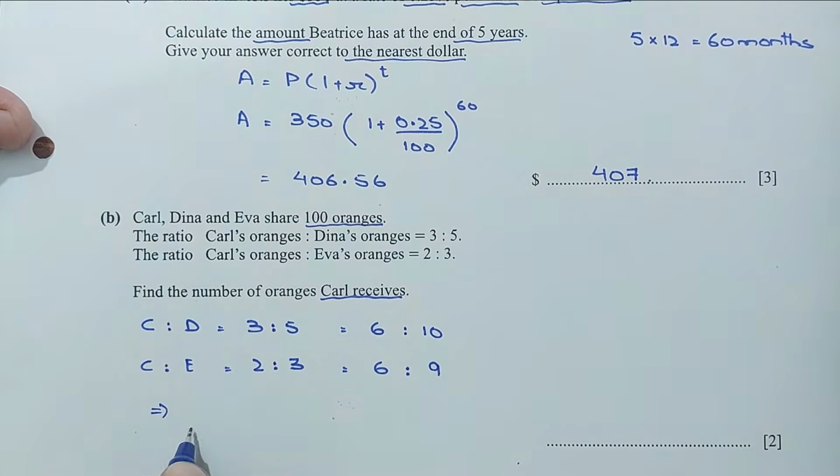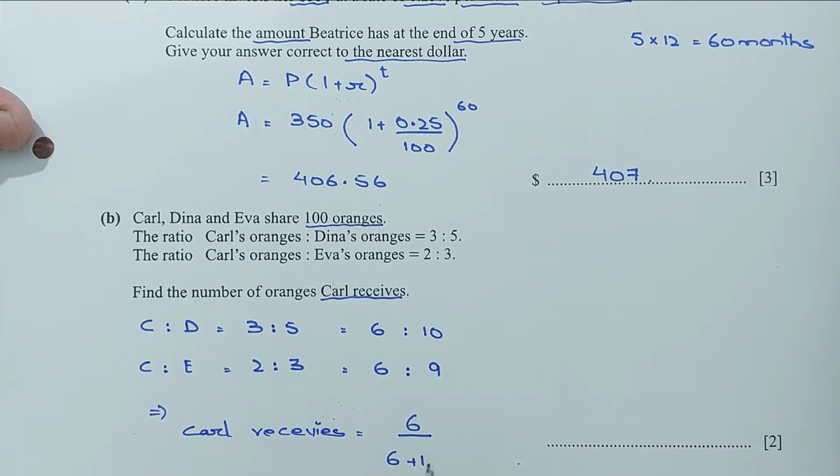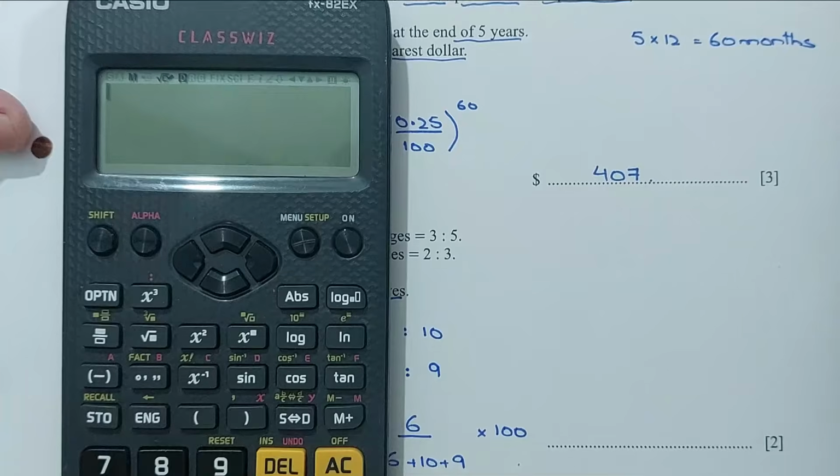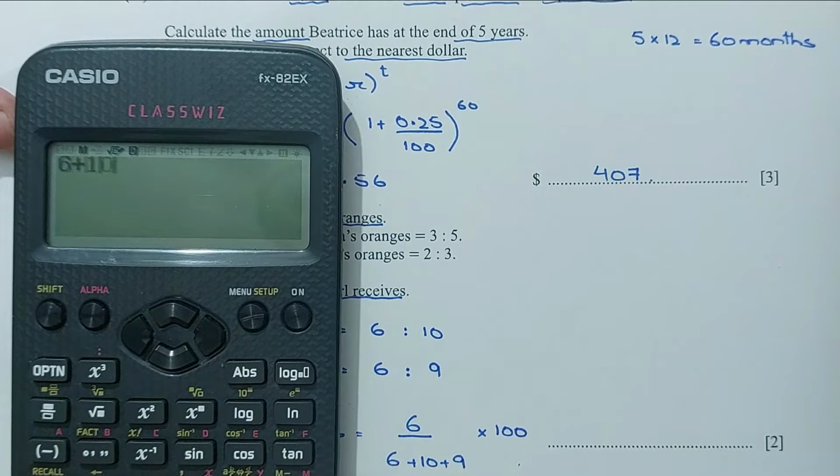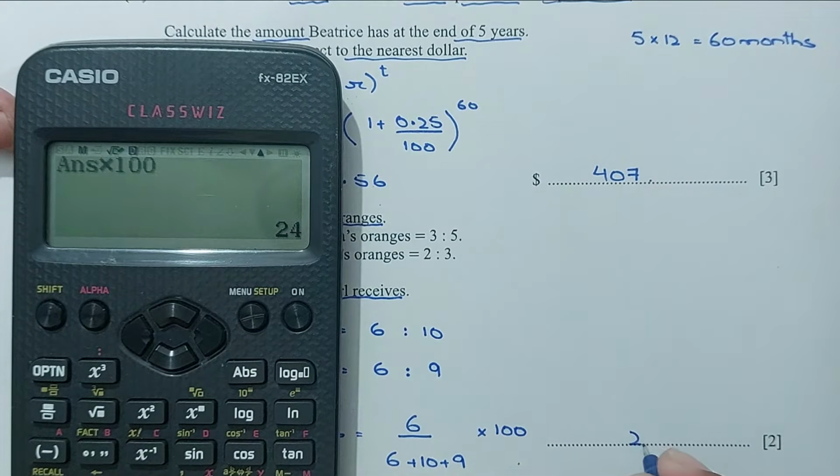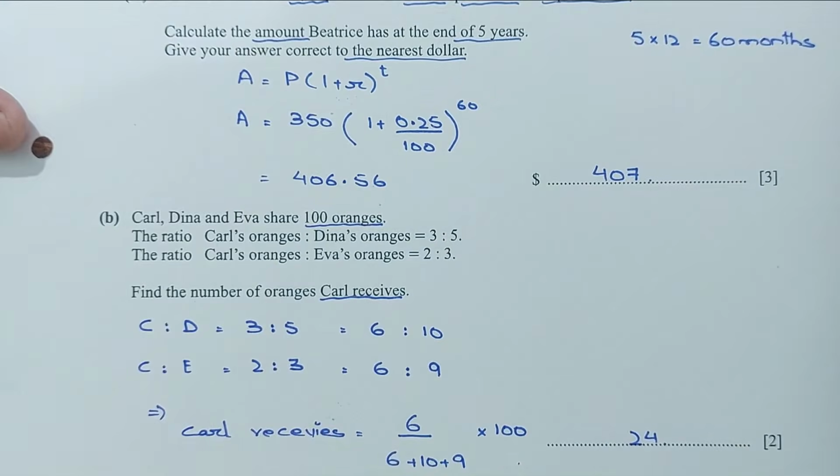So the number of oranges Carl receives is 6 out of the total, which is 6 plus 10 plus 9, multiplied by the total oranges, 100. Let me calculate this: 6 divided by 25 times 100, which is 24 oranges Carl receives.